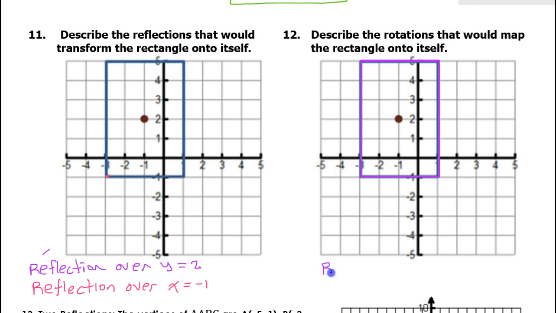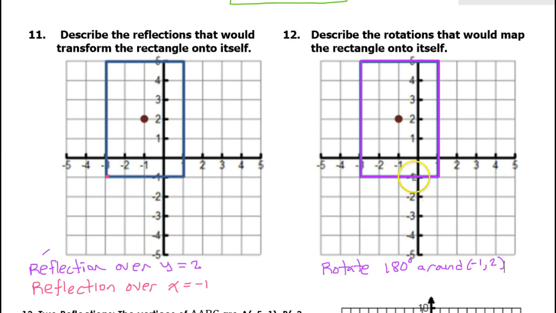So that's the answer. Rotate 180 degrees around, and this center is the point -1, 2.